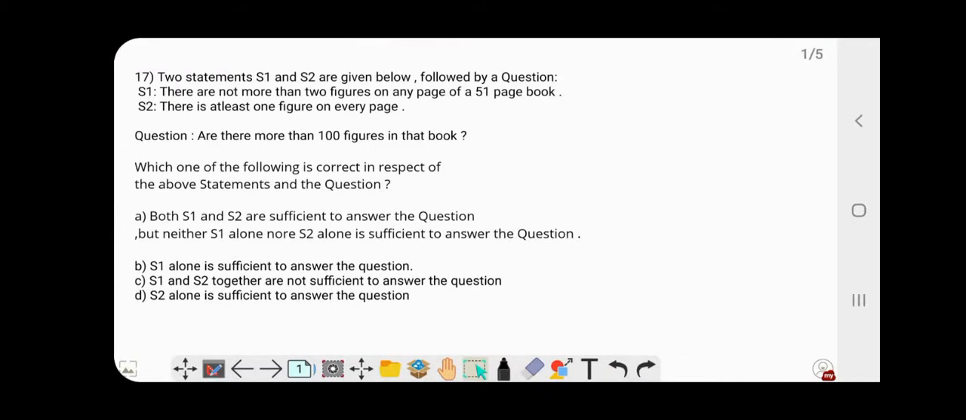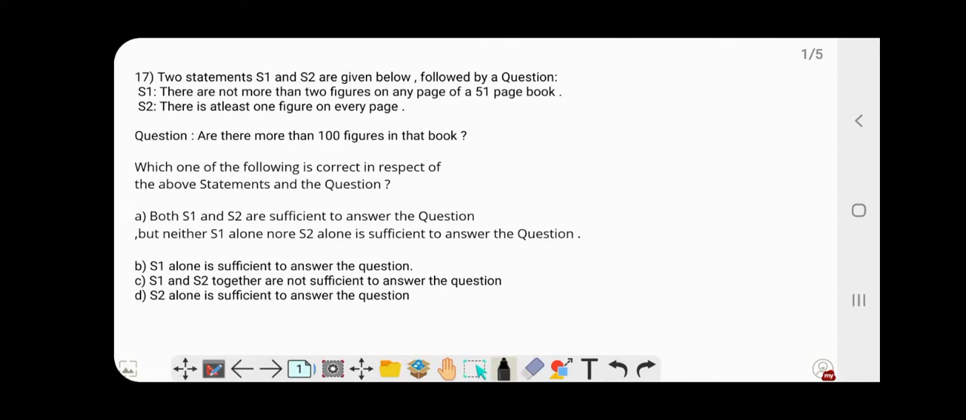Let's go to the 17th question. Two statements S1 and S2 are given below, followed by a question. The question is, are there more than 100 figures in that book? Statement S1. There are not more than 2 figures on any page of a 51-page book. Not more than 2 figures. Statement S2. There is at least 1 figure on every page. Which one of the following is correct in respect of the above statements and the question?